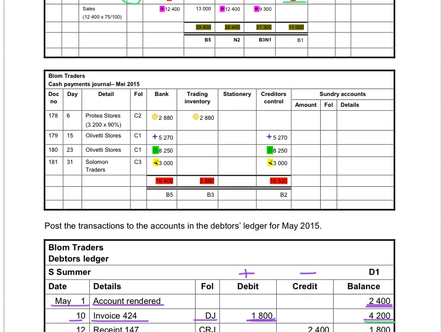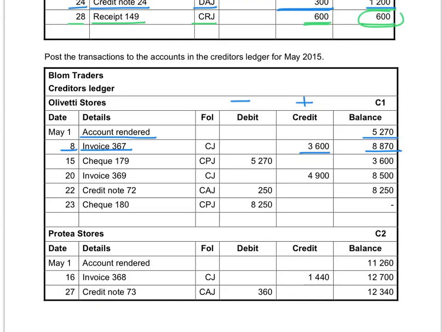According to the cash payments journal, we paid money to Olivetti stores on the 15th with check number 179, 5,250 that will be posted to their account C1. On the 15th, check number 179 that was posted from the cash payments journal will decrease the debt with 5,270 to an outstanding amount of 3,600.